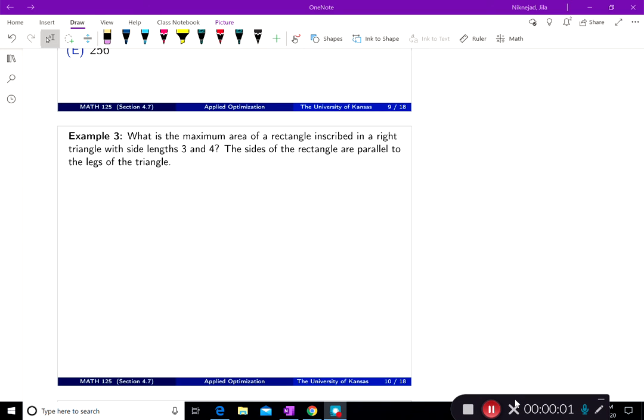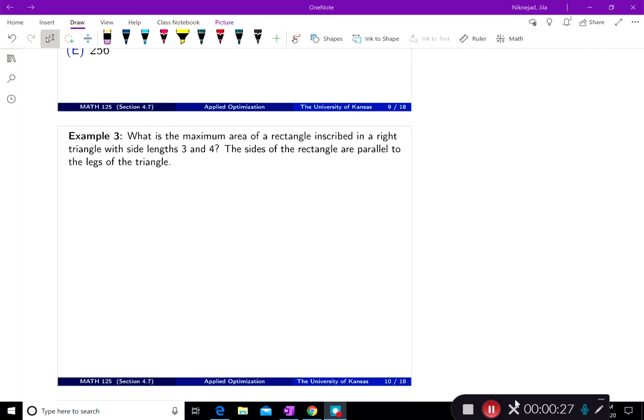We're continuing with section 4.7, and this is part 3. The example this time: what is the maximum area of a rectangle inscribed in a right triangle with side lengths 3 and 4? The sides of the rectangle are parallel to the legs of the triangle.